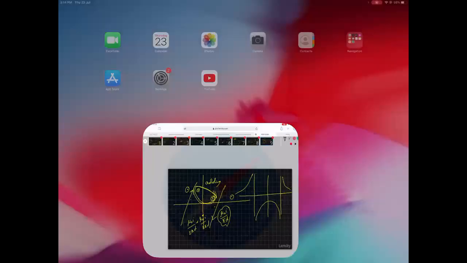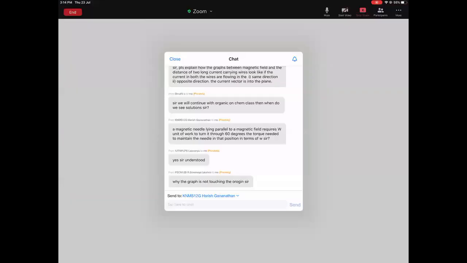Okay. A magnetic needle lying parallel to a magnetic field requires W unit of work to turn it through an angle of 60 degrees. The torque needed to maintain the needle in that position in terms of W is how much?